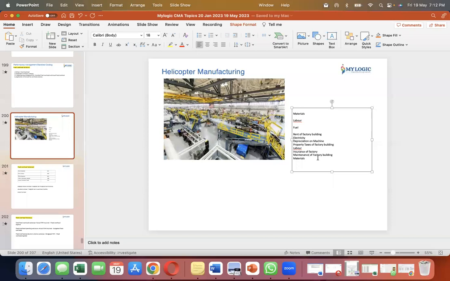Transportation. Transportation, correct? Transportation of raw materials. Okay, so I'll put it with your material, generally it is added along with it, which is called carriage inward. Okay, what else?